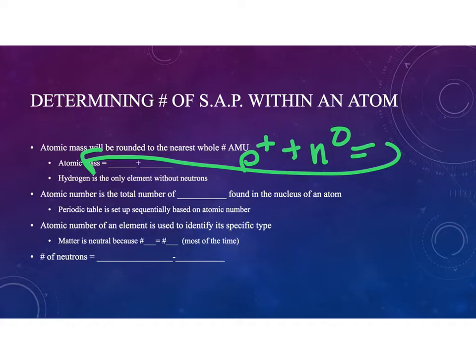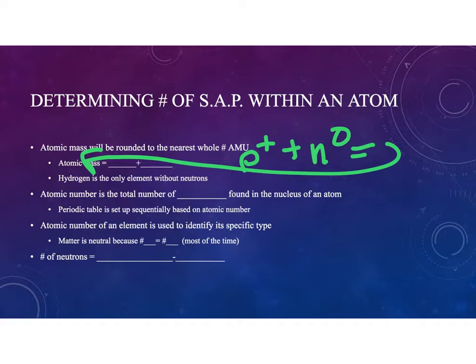Okie dokie, and hydrogen is the only element without neutrons because its atomic number is 1. Therefore, it only has 1 proton, 1 electron, and its mass number is 1.008. Therefore, it has no neutrons, or else it would be 2, and that's an isotope of hydrogen. Therefore, the general makeup of hydrogen is without neutrons.